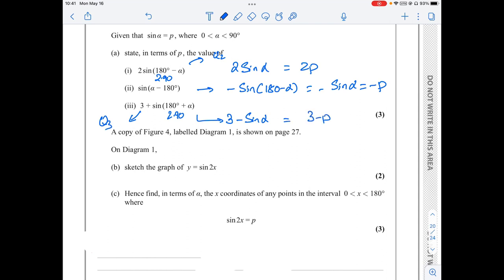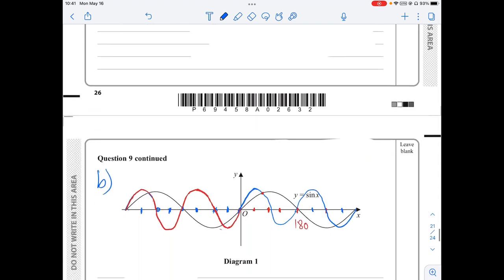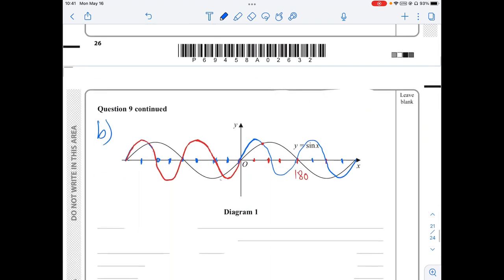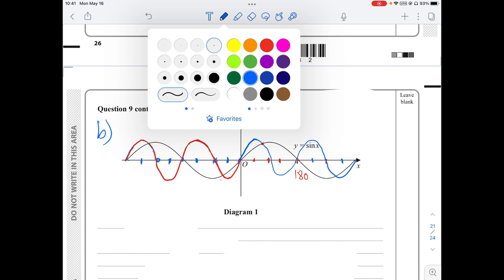A copy of figure 4 labeled diagram 1 is shown on page 27. On diagram 1, sketch the graph y equals sine 2x. So I have already done that one, y equals sine 2x. What I have done is, it has to complete two full waves between the same value. Let me try to explain what I have done over here.